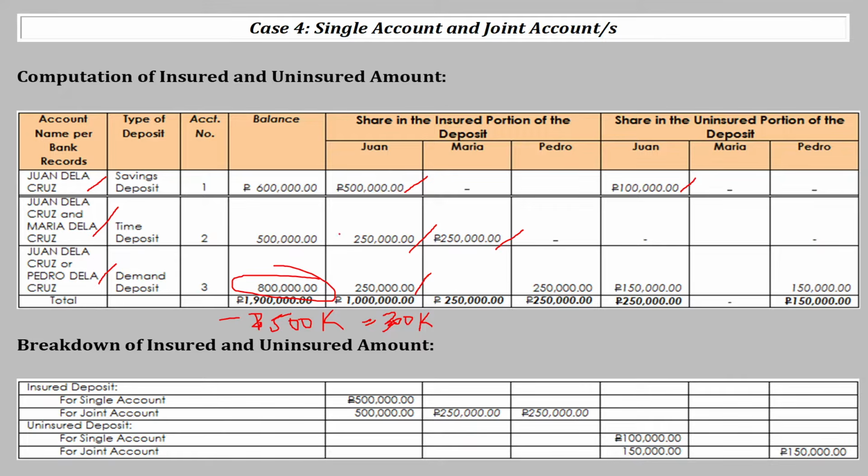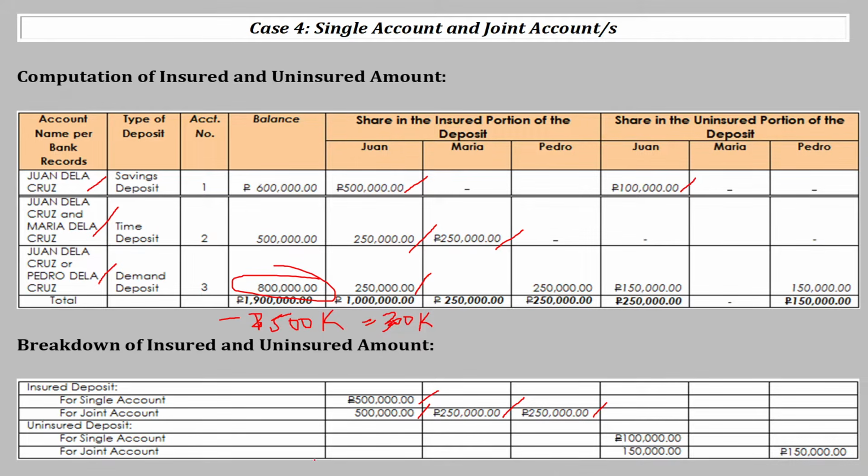So the breakdown of insured and uninsured amount first. For single account of Juan de la Cruz, 500,000 pesos. And for joint account for Juan de la Cruz also 500,000 pesos. And for Maria, 250,000 pesos, and another 250,000 pesos for Pedro. Okay?